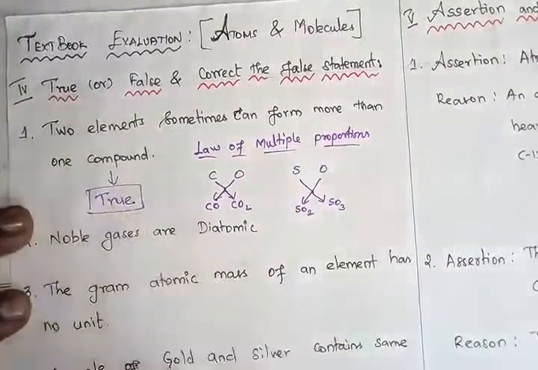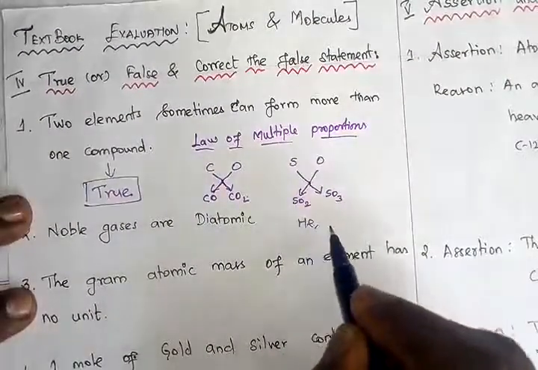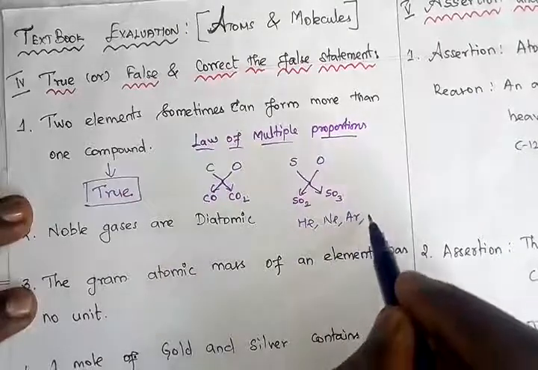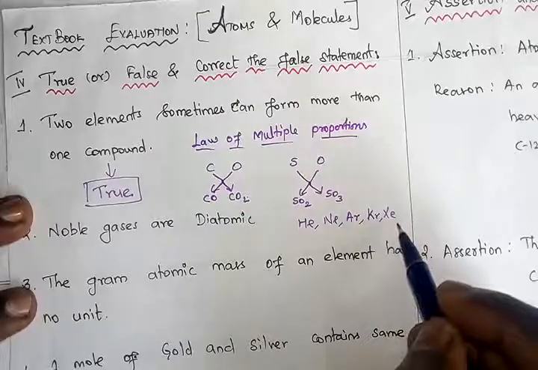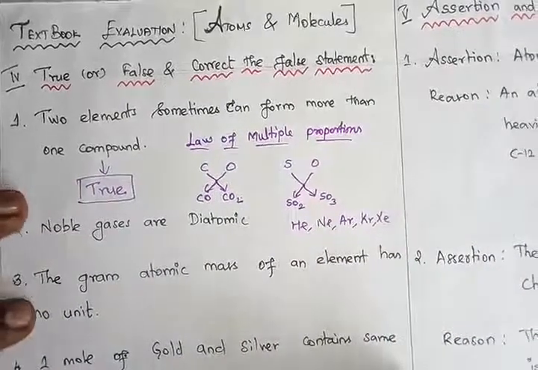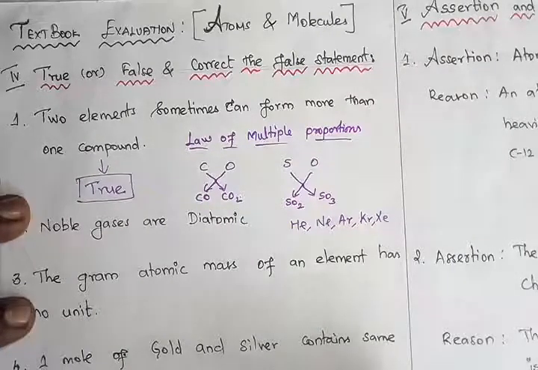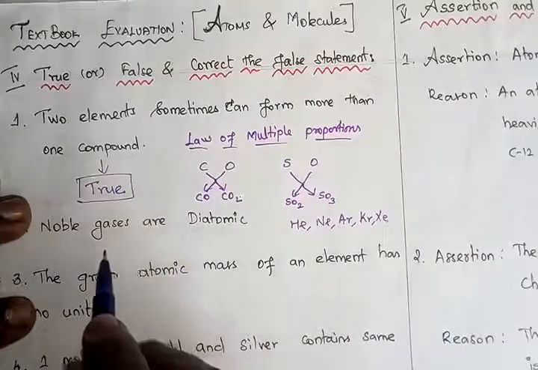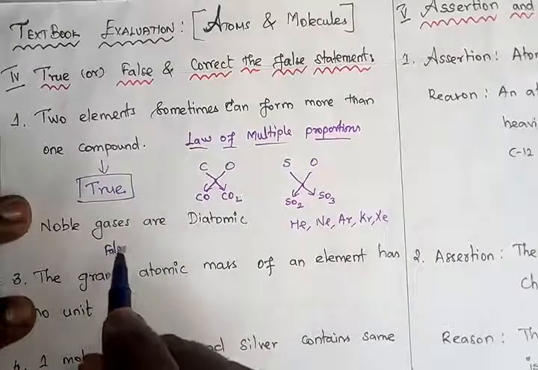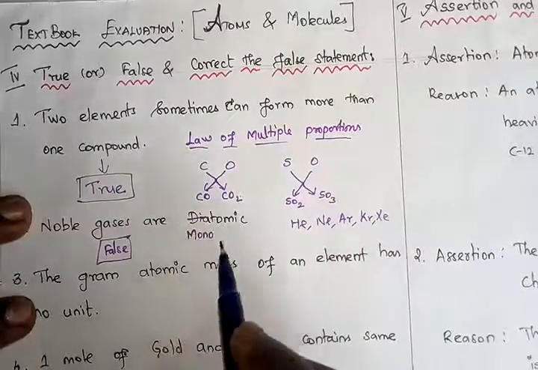Okay, next one. Noble gases are diatomic. See, we have studied helium, neon, argon, krypton, xenon, all are having an independent existence, right? That means they do not combine with any other, so each exists as a single atom. It is called monoatomic, not diatomic. So the statement is false. Instead of di, I want to write monoatomic.